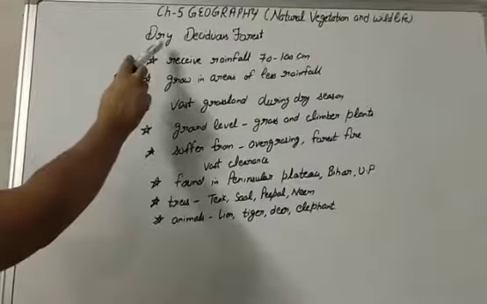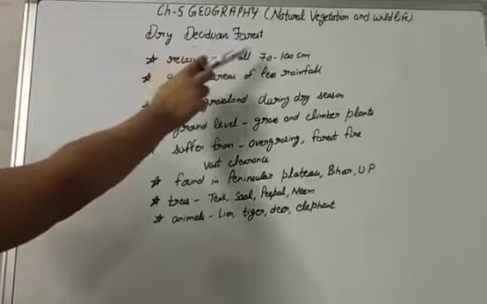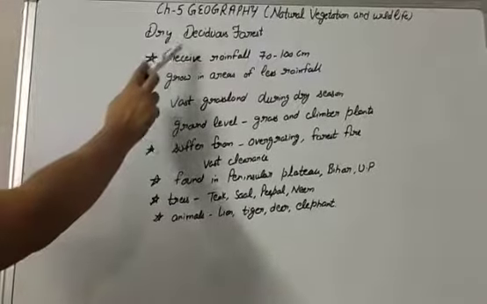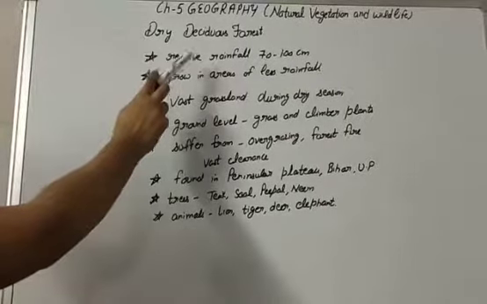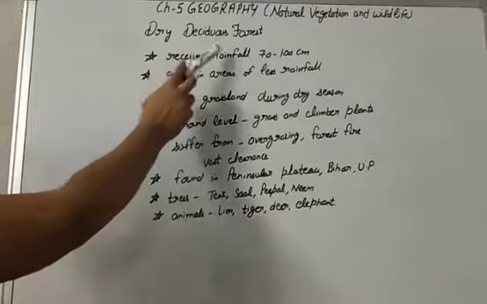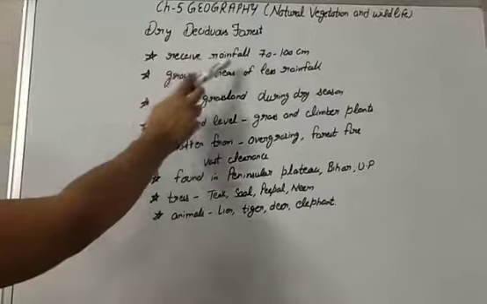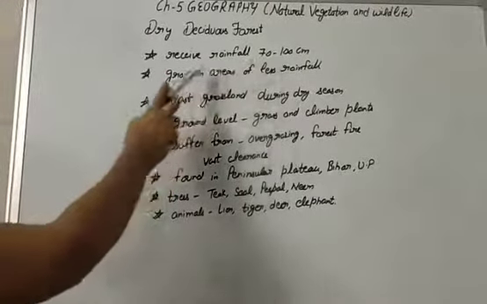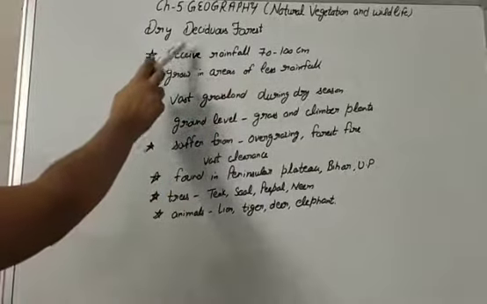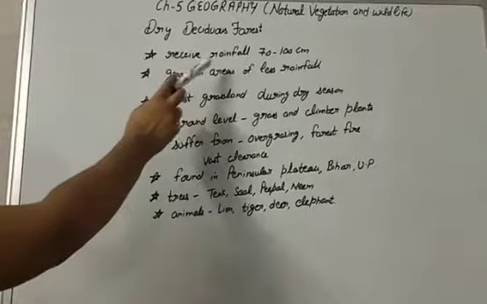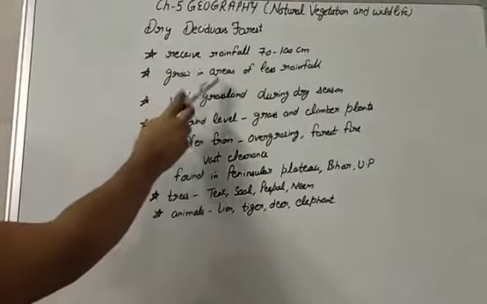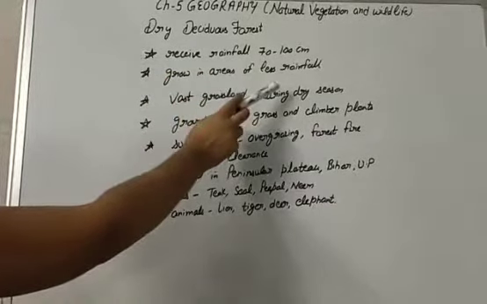The second type is the dry deciduous forest. The word dry indicates that these forests are located where the rainfall is a little less than in the moist deciduous forest, ranging between 70 to 100 centimeters. They are similar to the moist deciduous forest, but the only difference is that dry deciduous forests grow in areas of less rainfall.